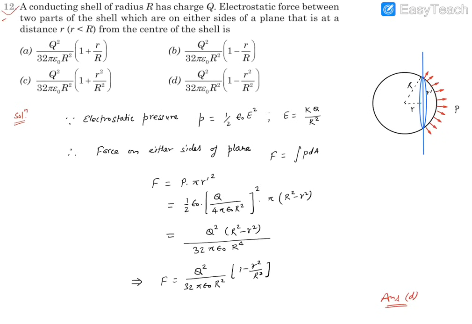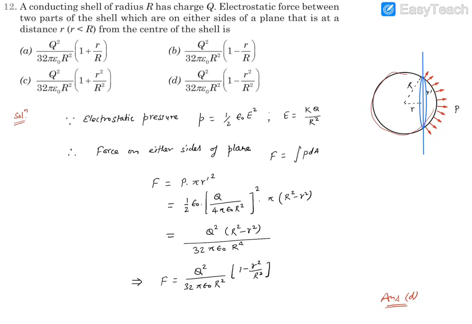Question number 12. It reads: a conducting shell of radius R and charge Q. There is electrostatic force between two parts of the shell which are on either side of a plane that is at a distance r from the center of the shell. So we need to find that electrostatic force, and the charge and radius of the shell are given to us. The charge on a conductor is going to be uniformly distributed.